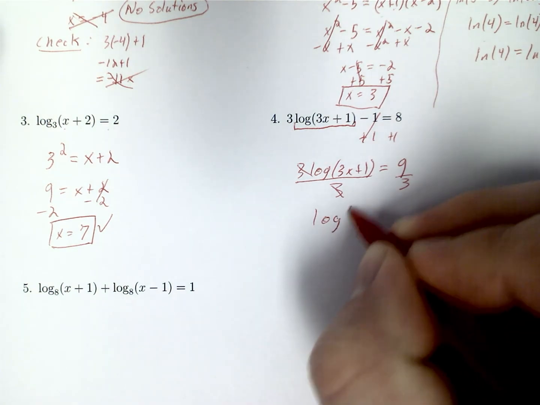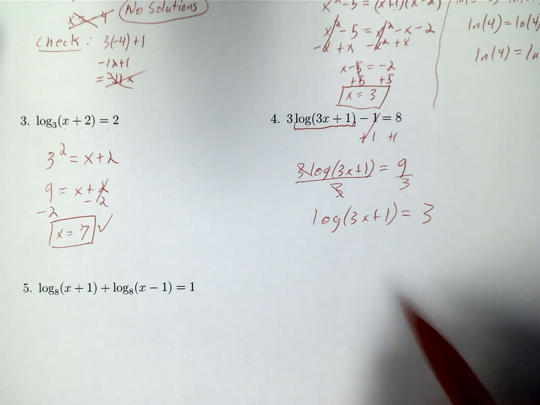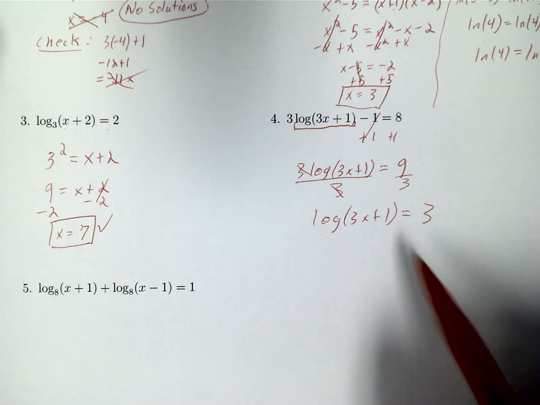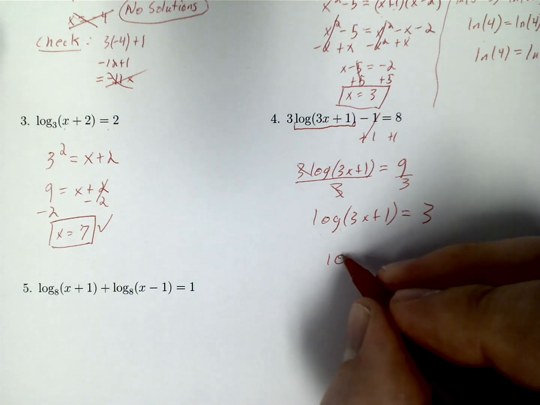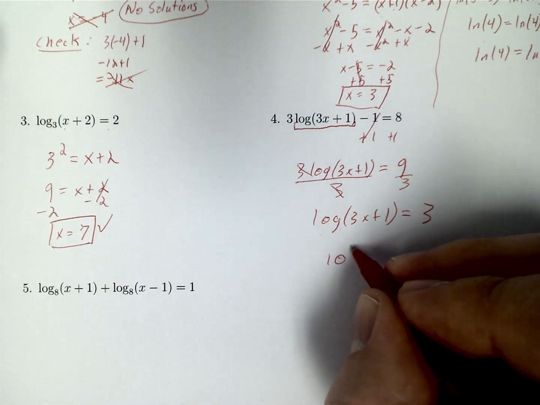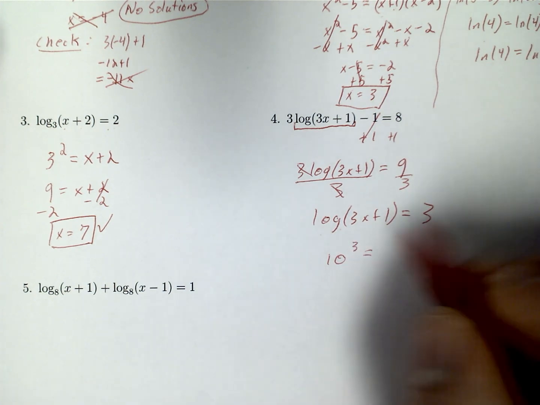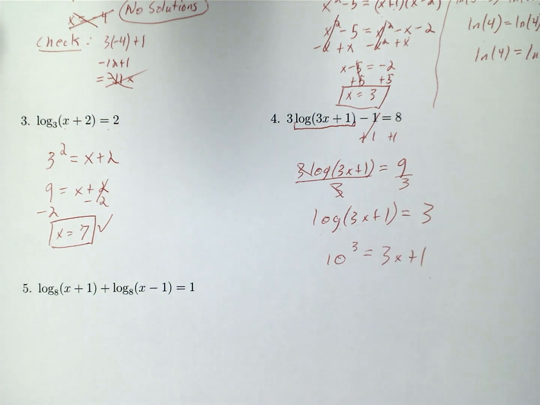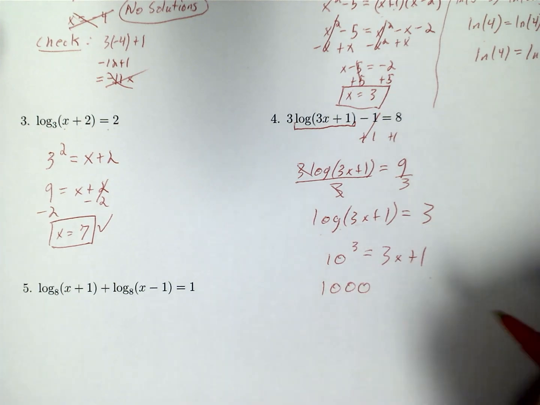And now we have log of 3x plus 1 equals 9 divided by 3, which is 3. Now the logarithm is isolated. What's the base of the logarithm? 10. So we can use the equivalent equations method. The equivalent equation of the logarithm with base 10 is an exponential with base 10. The output of the logarithm is the exponent, and the input of a logarithm is the output for the exponential. 10 to the third power is 1 with 3 zeros after it.